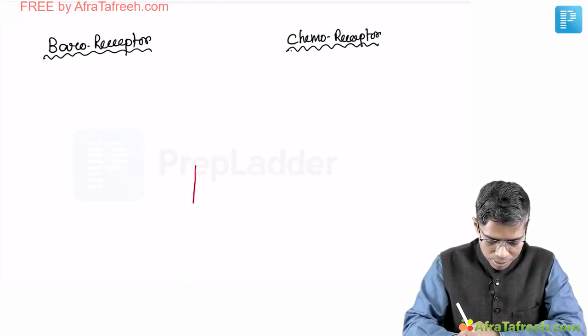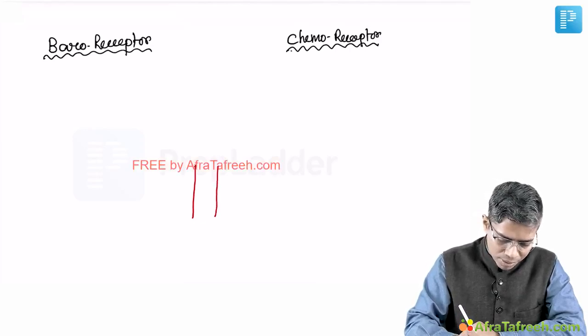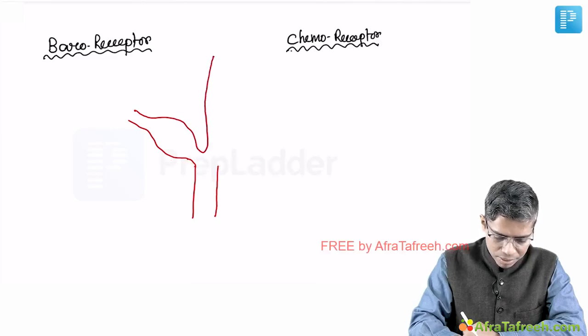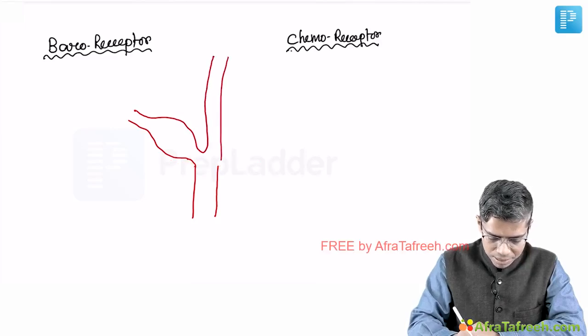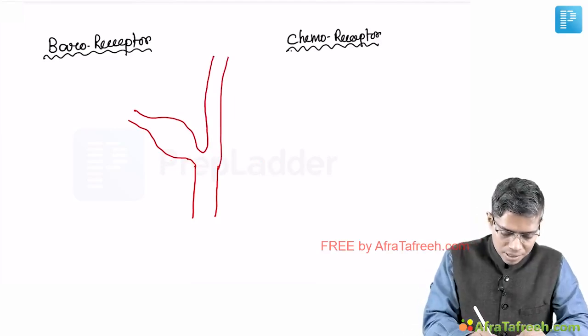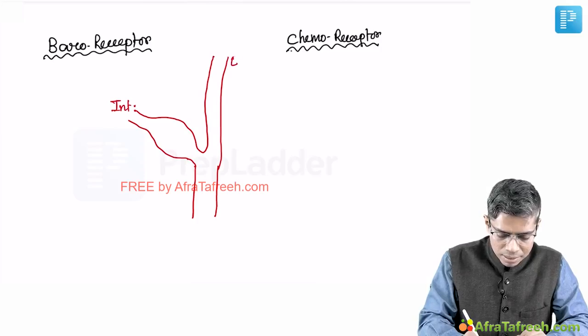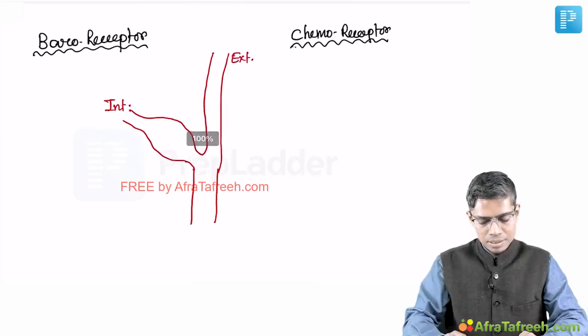So, suppose this is the common carotid artery. Then the common carotid artery divides into an internal carotid artery. So, this is the internal carotid artery and this is the external carotid artery, right? Schematic diagram.